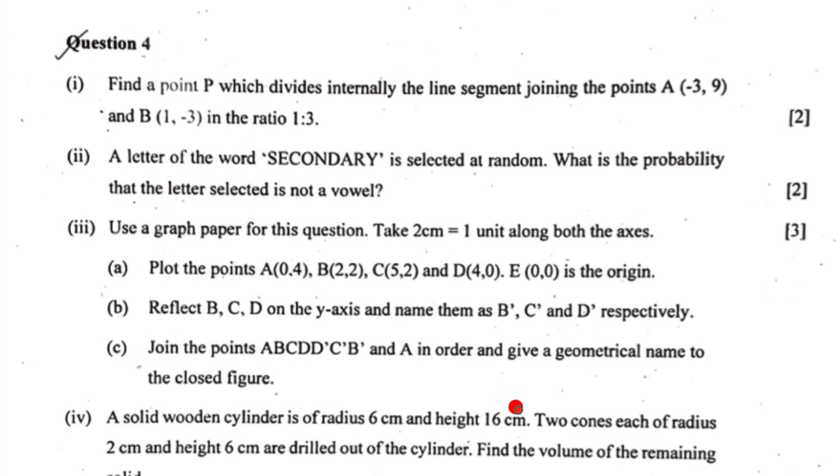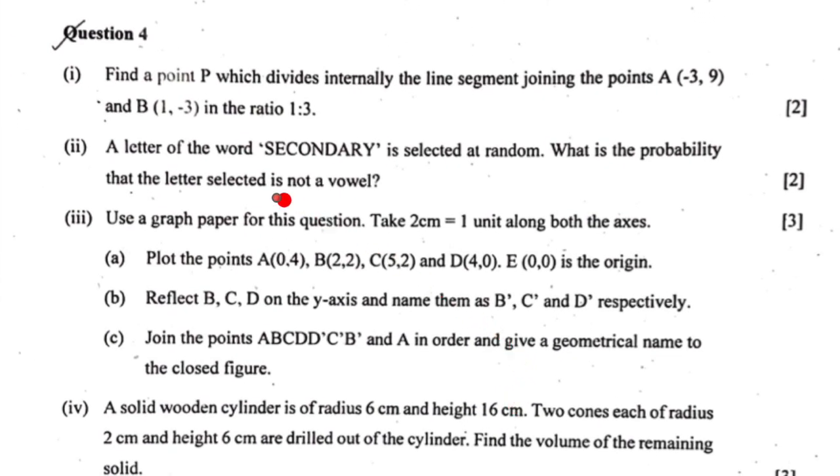So that finishes our question 3. Let's move to question 4. First part, find a point P which divides internally the line segment joining the points A and B in the ratio 1:3. So let's see how we write it.